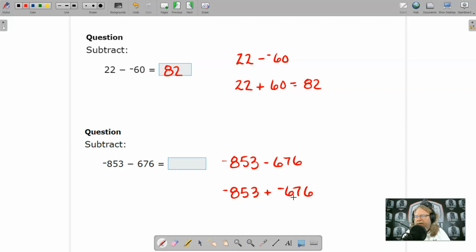So they're both negative, so since they're the same sign, that's important to know. If they were both positive, we would add them. If they were both negative, we would add them. Same sign, add the numbers together. If they were different signs, we'd find the difference between them. So 853, 676, add those together. 9, 12, carry the 1.